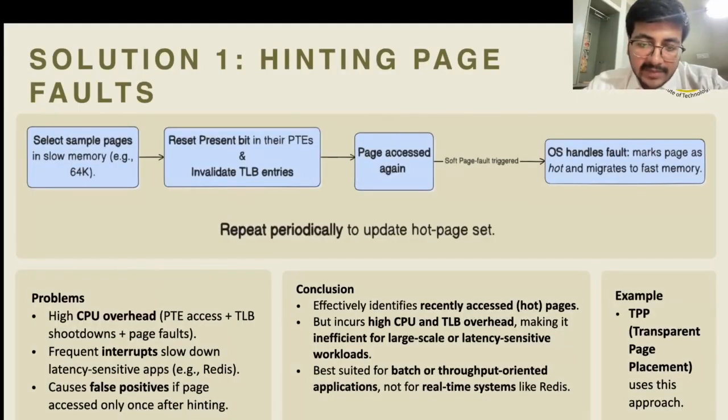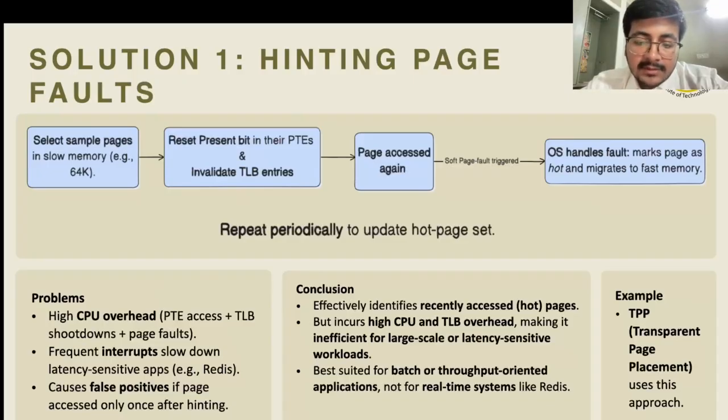Solution 1 is hinting page faults. In this method, the OS periodically picks a group of pages in slow memory and clears their present bit. That temporarily unmaps them. So when a process accesses them again, a soft page fault occurs. The OS then marks that page as hot and migrates it to DRAM. This approach can find active pages accurately, but it has major drawbacks.